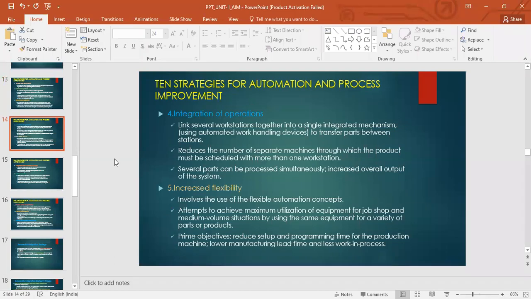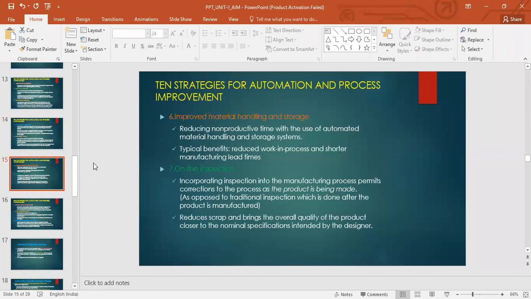And we have automated work handling that will save the non-productive time, increase flexibility, and the application of flexible automation concepts. All of these primarily will help us to reduce the setup time, that is the time required to start the processing, like the fixing of the workpiece or the tool setup. So all of these strategies will help us reduce the setup time, maximize productivity, reduce the work in process, and decrease the manufacturing lead time, that is the time to dispatch the product.